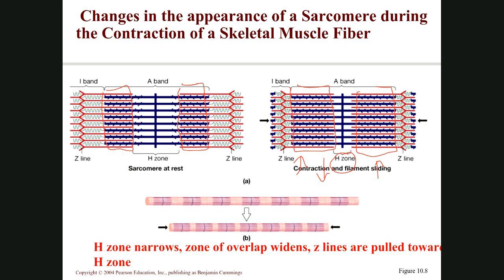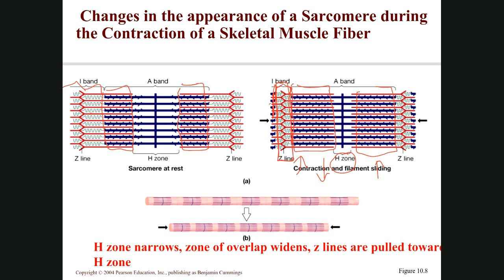Take a look at the I band. Very, very small. Here, the I band went from here all the way to the other side. And now you can see the purple of the thick filament of the next sarcomere. So the I band is just this area right here. The I band has decreased.